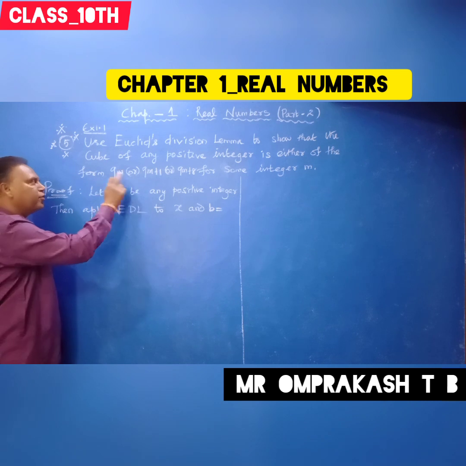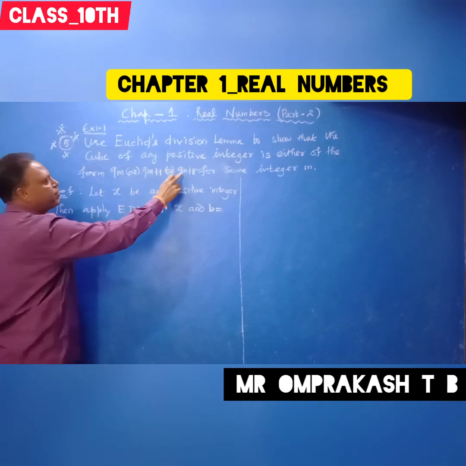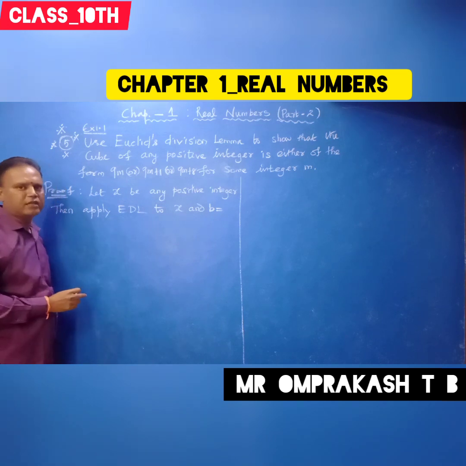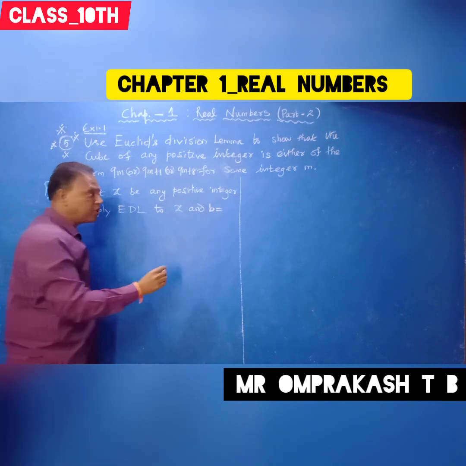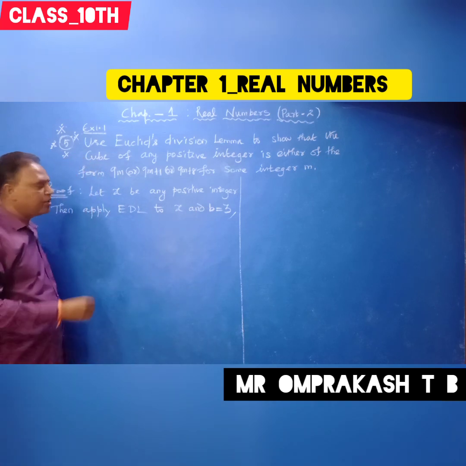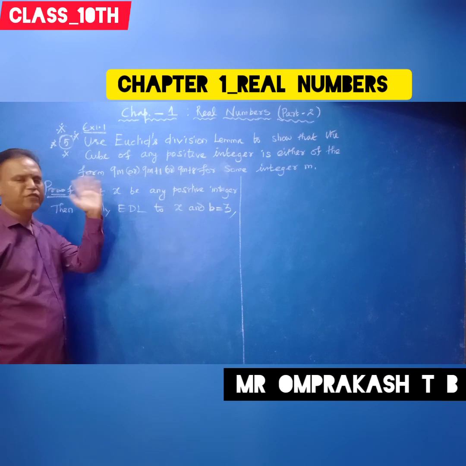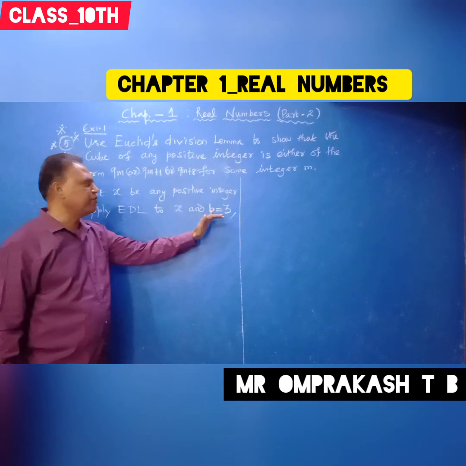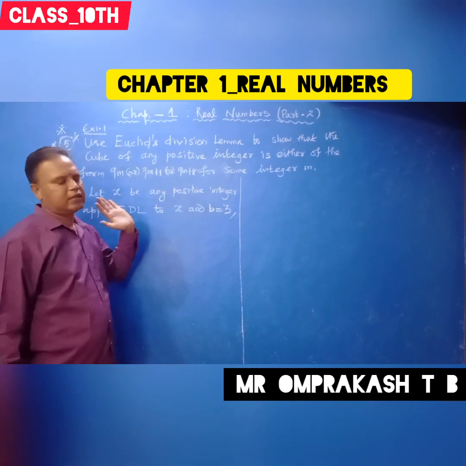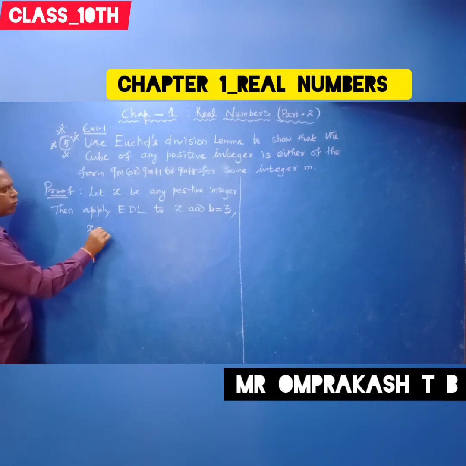If you take 3, then on simplifying you will get 9m, 9m plus 1, or 9m plus 8. That's why it is better you take 3 only. Right? Don't take 9 here. If you take 9, you have to take the cube of 9 numbers, and it will be very lengthy. That's why, for our convenience, you take 3. Clear?